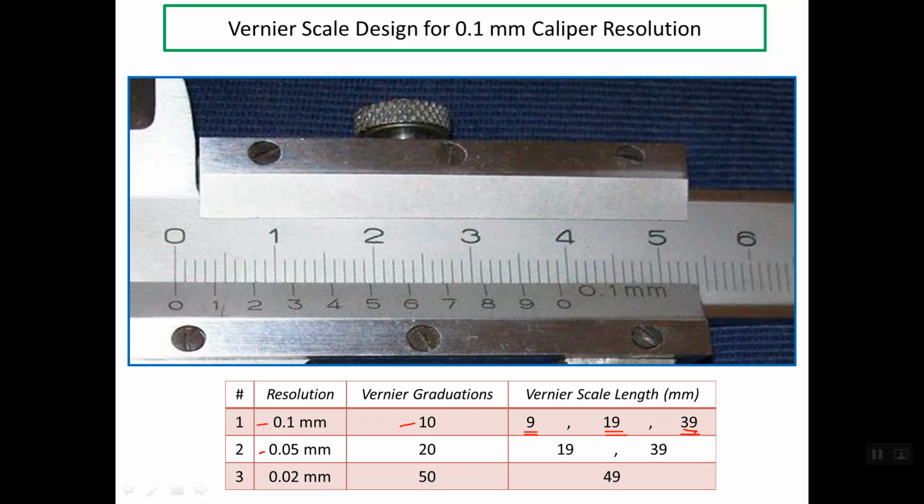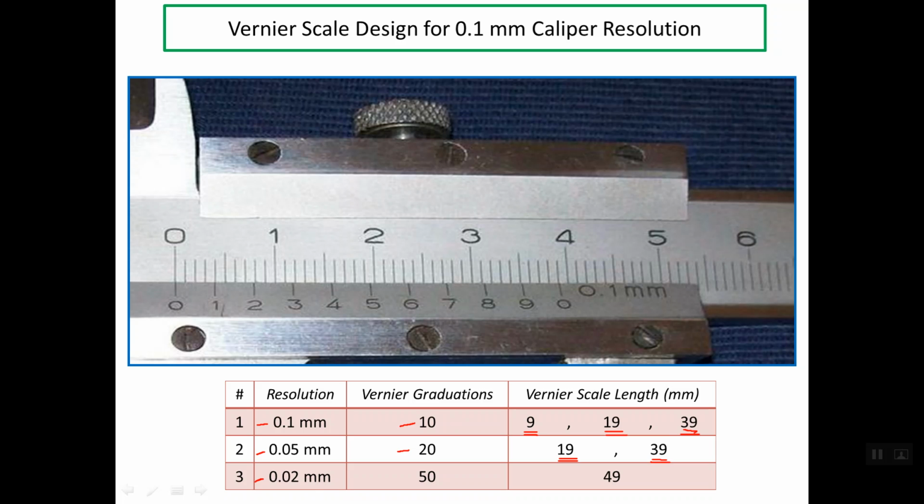The second type of Vernier caliper is the one which reads with a least count of 1/20 mm. In this case, the Vernier scale is divided into 20 equal divisions. In this type of Vernier caliper, we have two styles or two designs regarding the length of the Vernier scale. We have 19 mm and we have 39 mm.